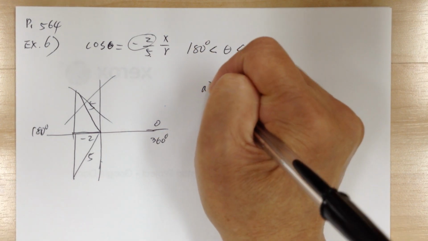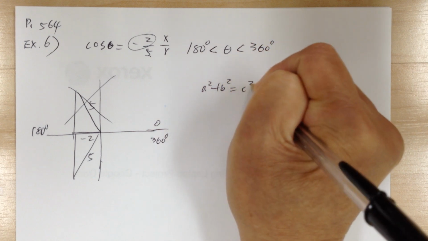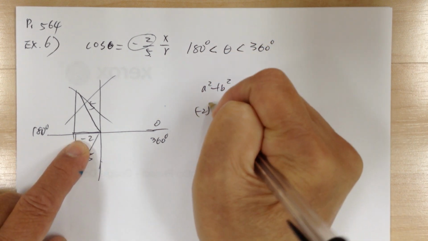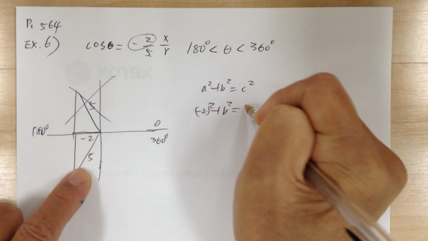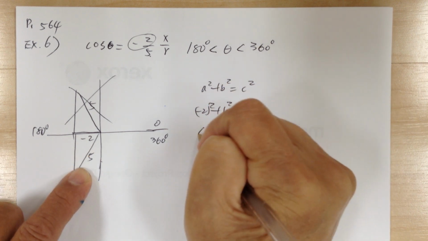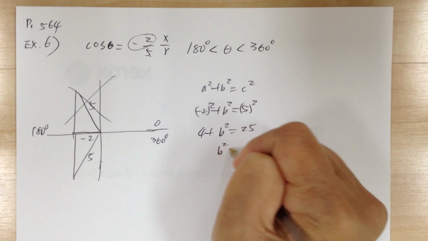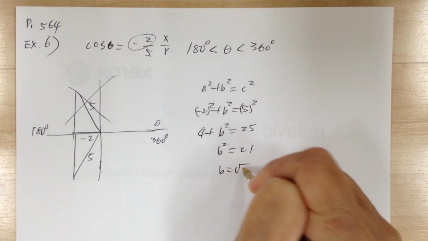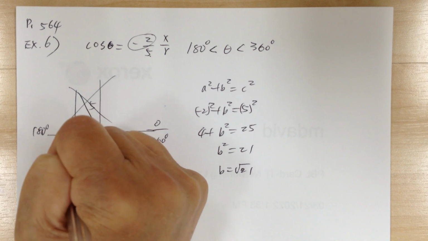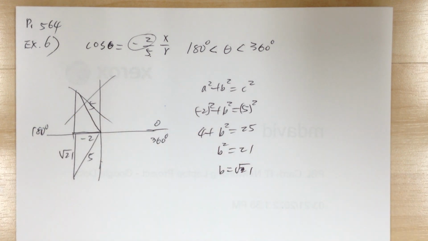So a squared plus b squared equal to c squared. So you're going to get negative 2 squared plus b squared equal to 5 squared. So 4 plus b squared equal to 25. So b squared equal to 21. So b equal to square root of 21. Okay? So once you get all 3 sides, then you can write your functions.